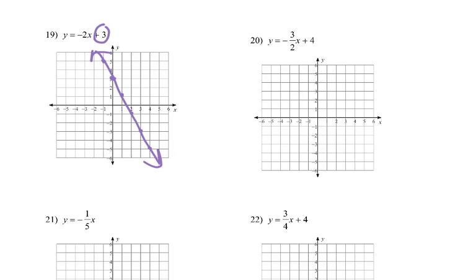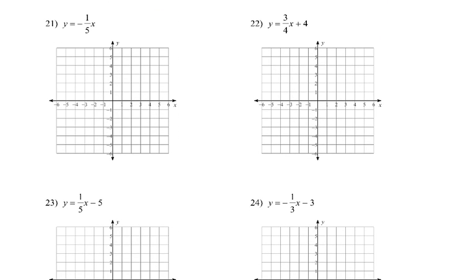Number 20, I'm back to having a fraction. Remember that negative goes with the top number, so +4, negative 3 over 2, so I'm going down 3 to the right 2. Down 3 to the right 2. So you can see here I went down 3 to the right 2, down 3 to the right 2. And there's my line.